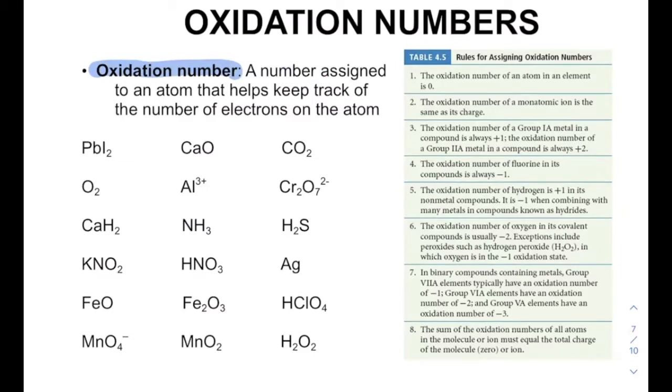The oxidation number of an atom that's in its elemental form is 0. The oxidation number of a monoatomic ion is the same as its charge. The oxidation number of group 1A metals in a compound is always +1. The oxidation of group 2 metals is always +2. The oxidation number of fluorine in its compounds is always -1. And the oxidation number of hydrogen is +1 if it's in a nonmetal compound and -1 if it's combining with metals, and that is called a hydride.